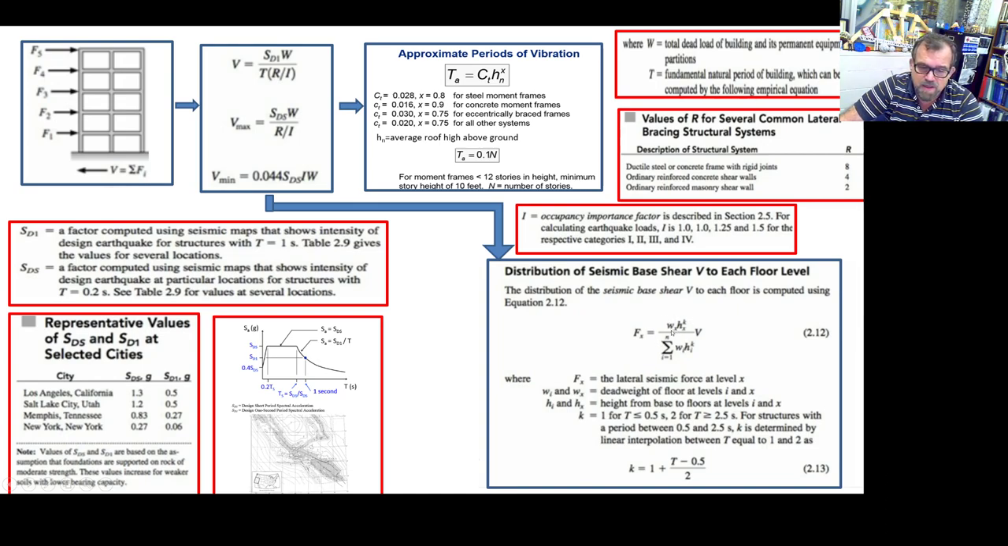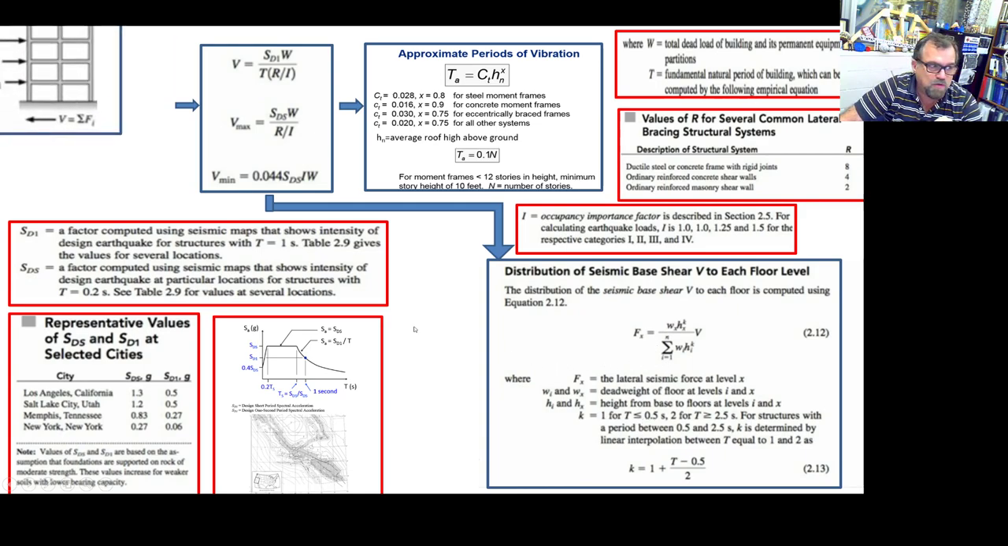This value here is the dead weight of the floor at the levels i and x. What does that mean? That means that Wi, which is this one, is every single floor. This is the total amount of weight multiplied by the height from the base to the floor, to the K value. So we add all of those, and then we distribute that with our base shear floor by floor. If we are in the first floor, the second floor, that will be W2H2 to the K all the time. And that's what we do.